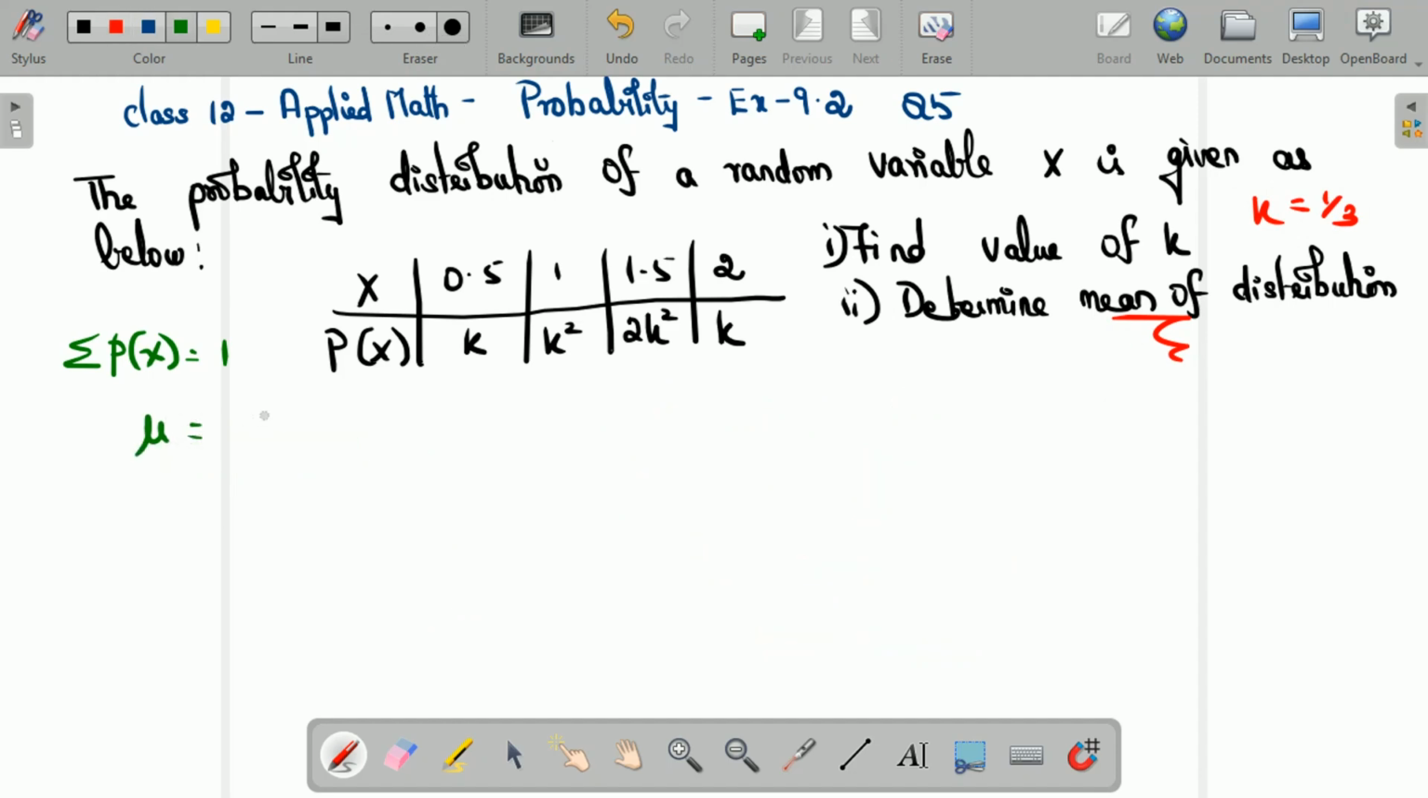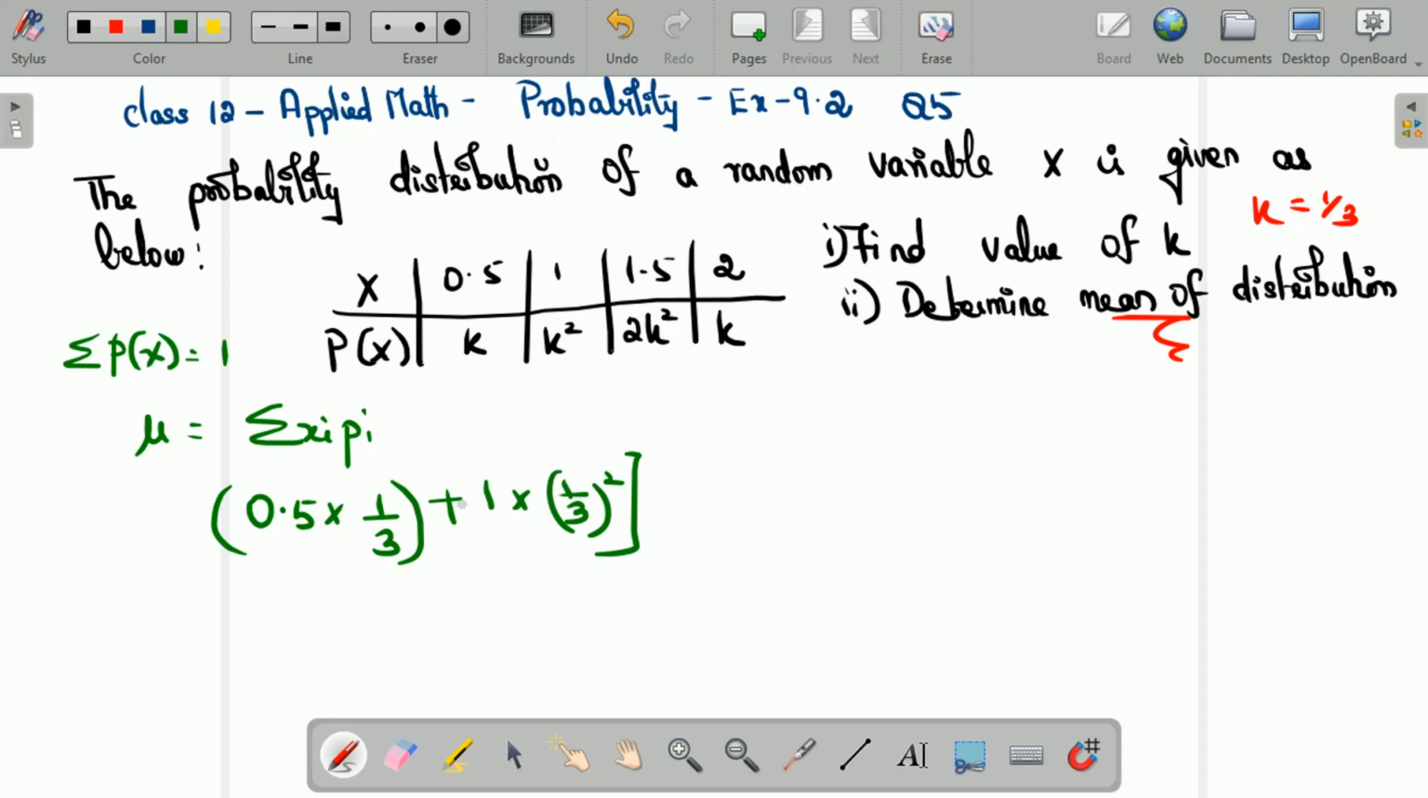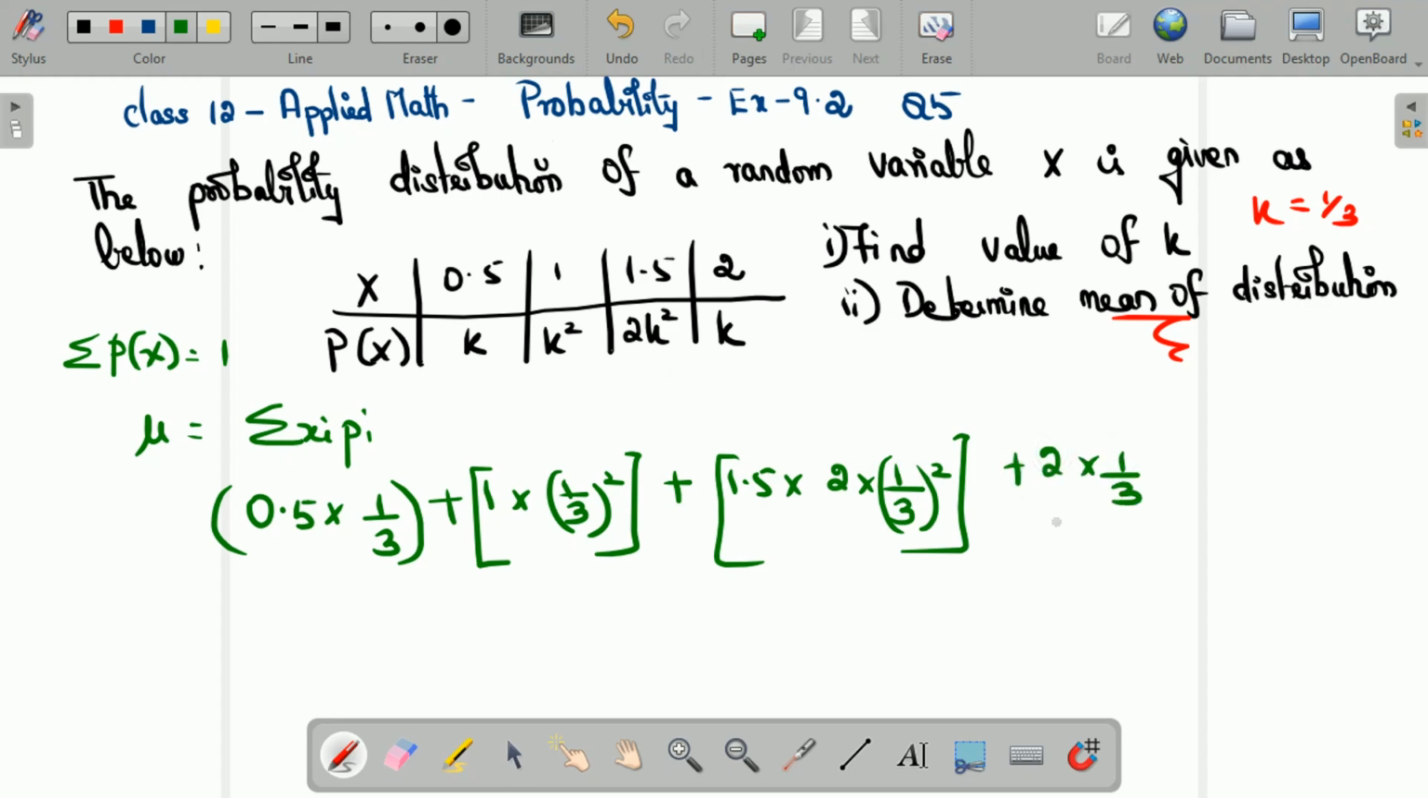Mean mu of the distribution is sum of xi pi. So let's start to put. This is going to be 0.5 into k, which is equal to 1 by 3. Then plus 1 into 1 by 3 the whole square, because it's given as k square in the table, plus 1.5 into 2 into 1 by 3 the whole square. Remember, the square is only for k. And in the last case, it is 2 into 1 by 3.